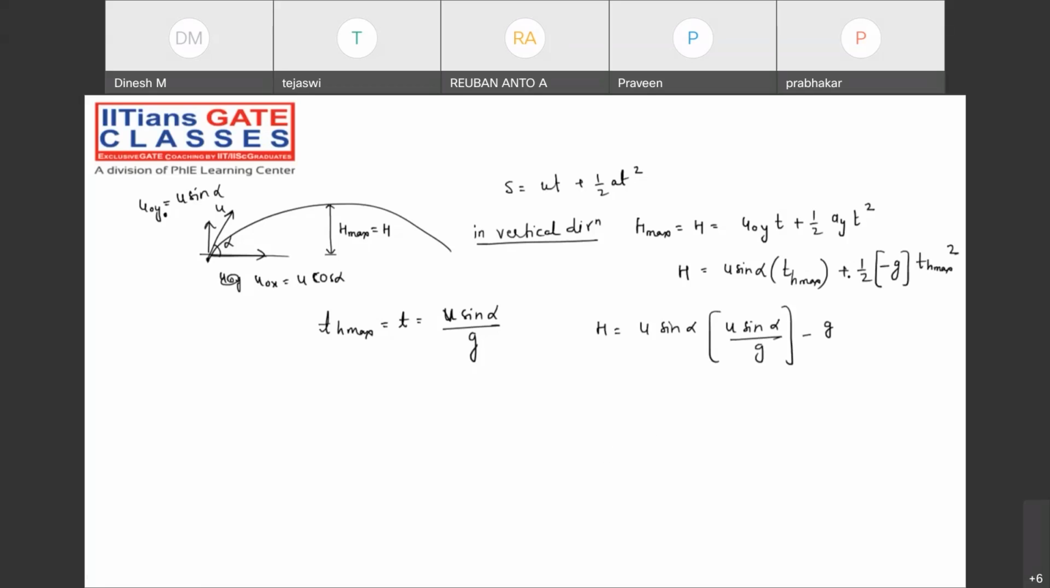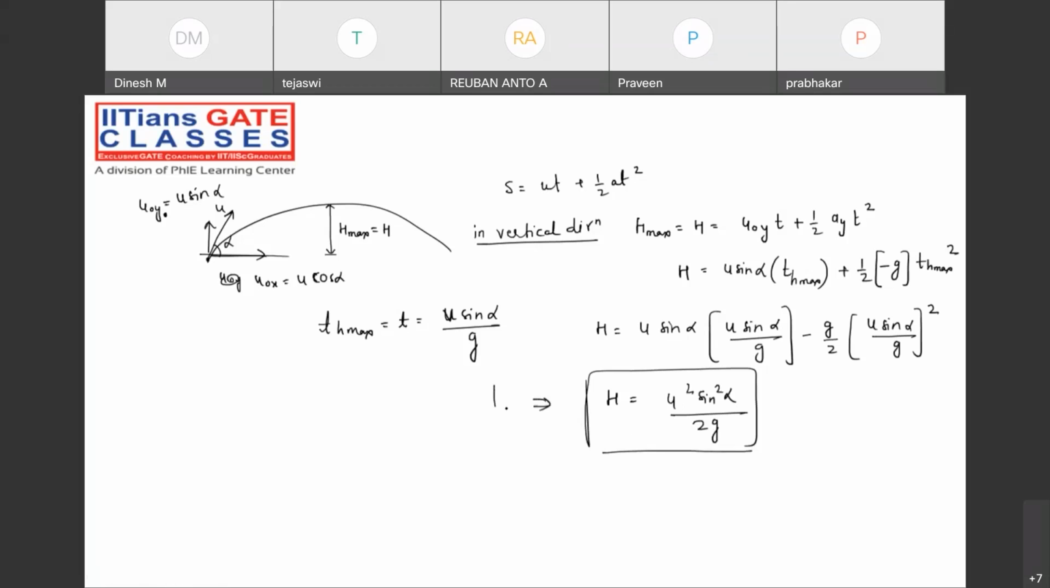Put it over here: u into sine alpha by g, minus g by 2, into u into sine alpha by g, whole square. Then if you just rearrange the terms, you will get u square sine square alpha divided by 2g. That is the maximum height formula. Note it down. That is the formula for the maximum height traveled by the particle.